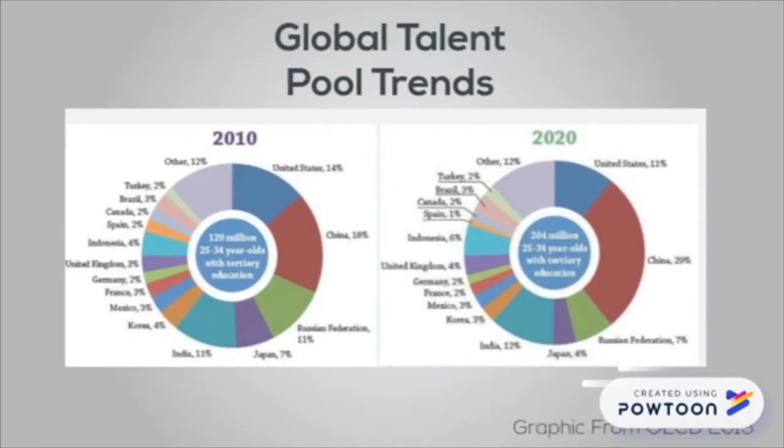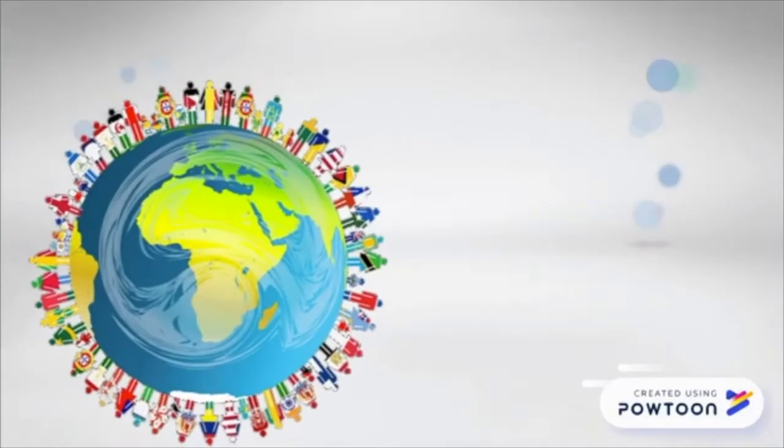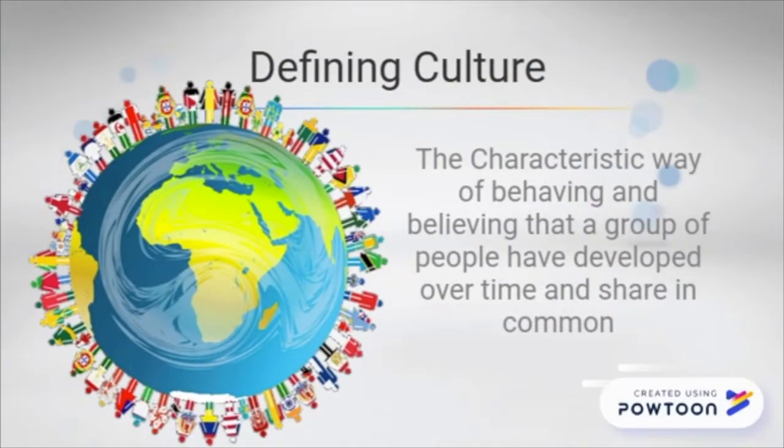In these two charts here, you can see the difference in global talent pool trends between 2010 and 2020. In just 10 years, you can see a small difference in some countries. For example, the United States has shrunk by around 3%, China has increased by around 11%, and Russia and Japan have also decreased.